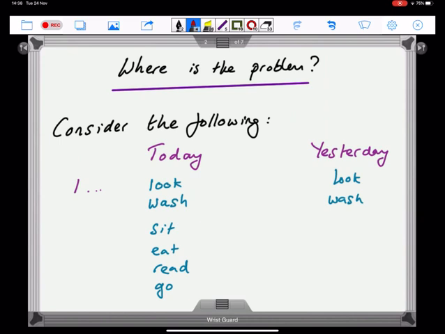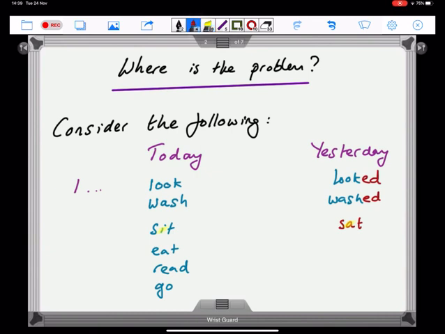Consider the following things in English. I look today. Yesterday I looked. Today I wash. Yesterday I washed. We are taught that you add -ed on the end of an English present to form a basic past tense that is akin to the aorist. But what about sit? Sat. You've changed the vowel.